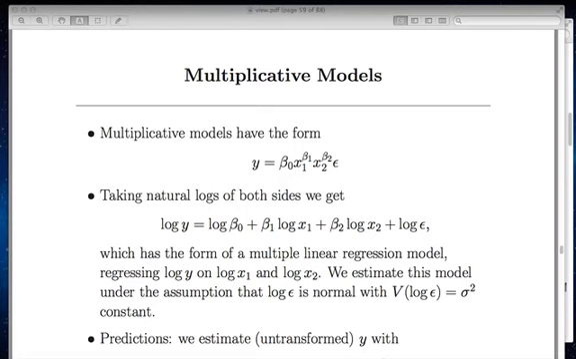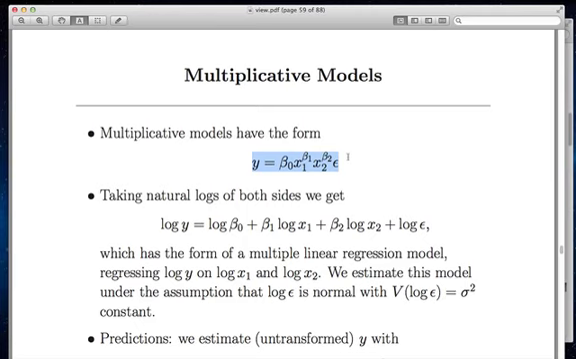This video is going to talk about the multiplicative model, which is a very useful model that gets used in a lot of different fields. So the multiplicative model has a multiplicative form. So y is going to be the product of some scaling coefficient beta naught times x1 to the beta 1 times, say, x2 to the beta 2 times some errors.